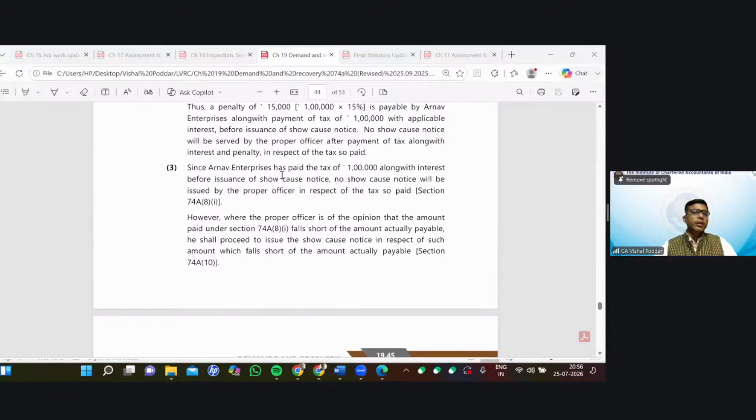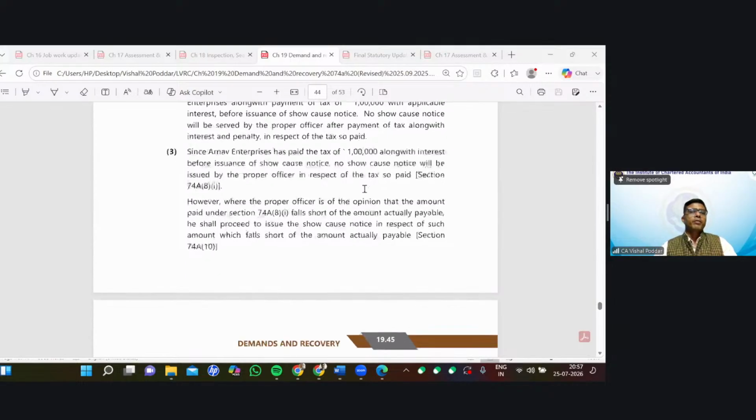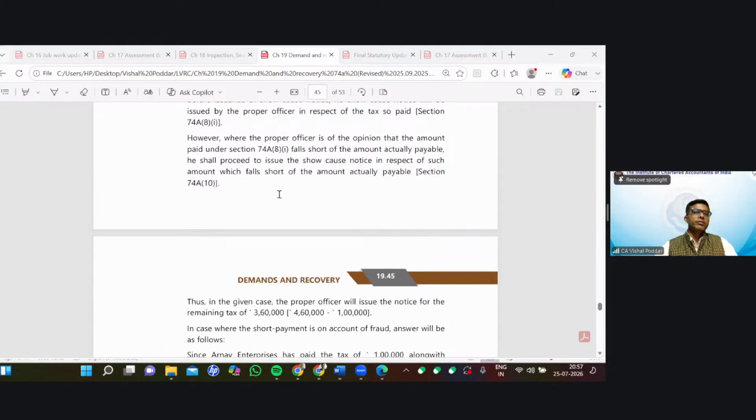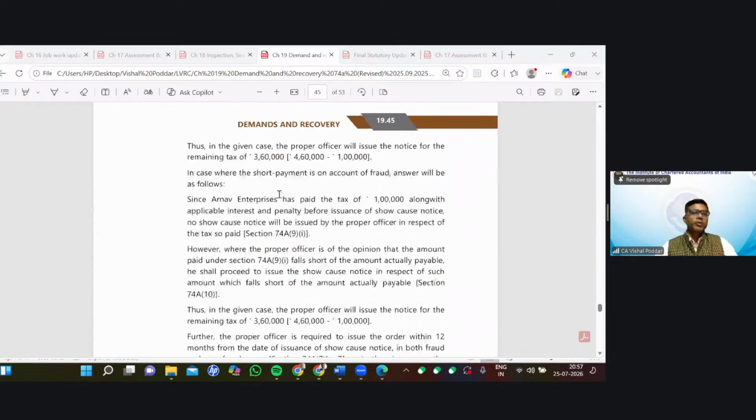Next, since Arnav has paid the tax of 1 lakh along with interest before issuance of show cause, no show cause shall be issued in respect of the tax so paid. So up to 1 lakh, the department cannot issue show cause. However, where the proper officer is of the opinion the amount paid is falling short of the actual amount payable, then in that particular case, for the difference amount, they can issue show cause. Thus, in the given case, proper officer can issue the show cause of the difference amount, which is 3,60,000.